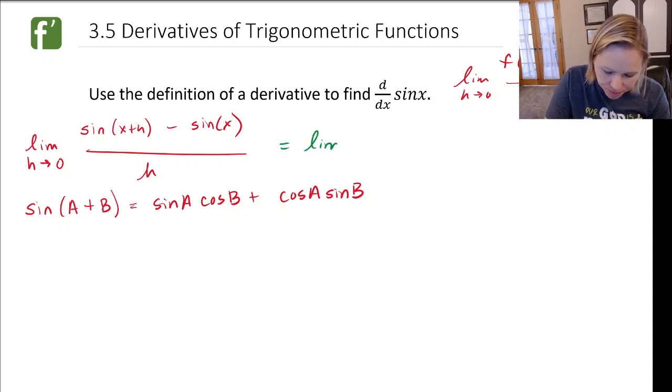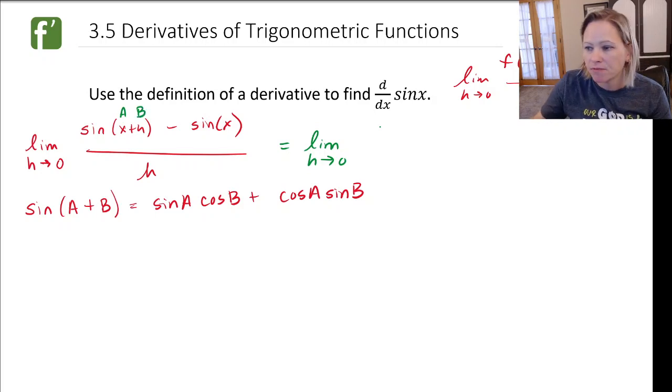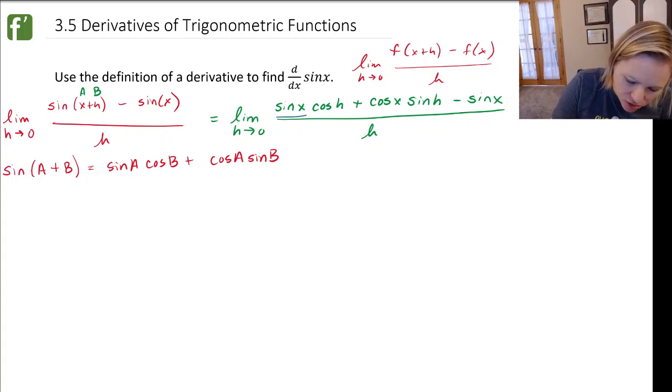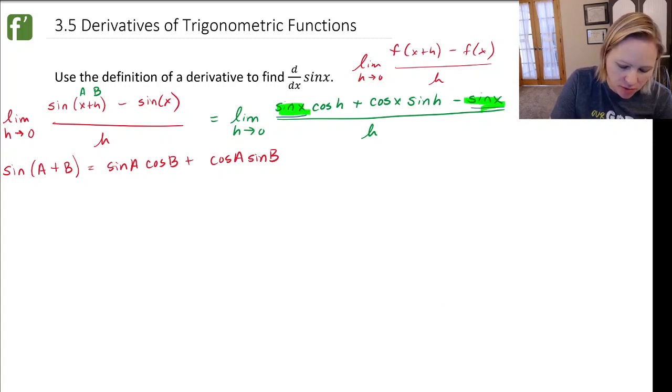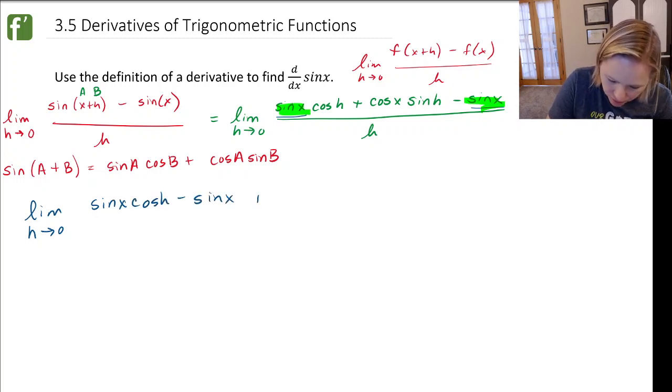When I go to plug it in, I'm still going to consider the limit as h approaches 0. I'm still evaluating a limit, but it'll look like this. x will be my a, and h will be my b. So when we plug everything in, this is what we look like, using that trig identity. Now, here's how I'm going to simplify this. I'm going to gather some terms that are similar or alike altogether. So I see I have a sine x and a sine x. So I'm going to reorganize my work here and rewrite it like this. The limit as h approaches 0. I'm going to keep that first term first. Put the minus sine x here.